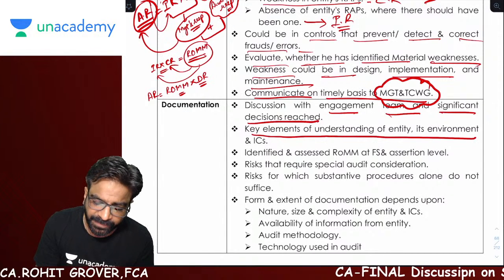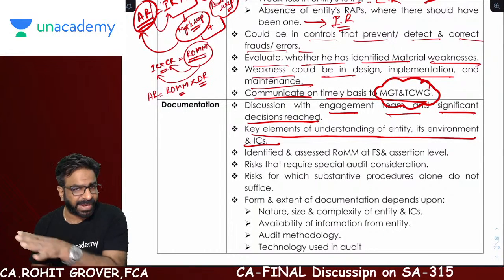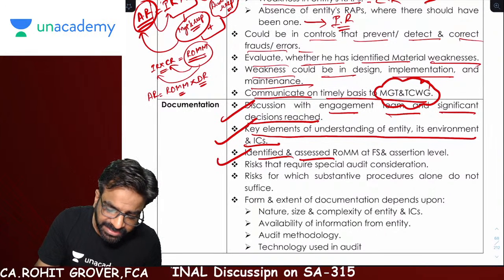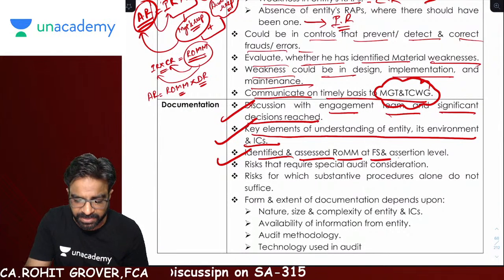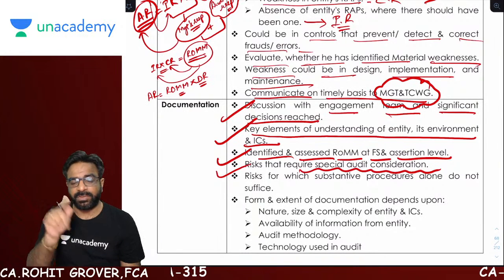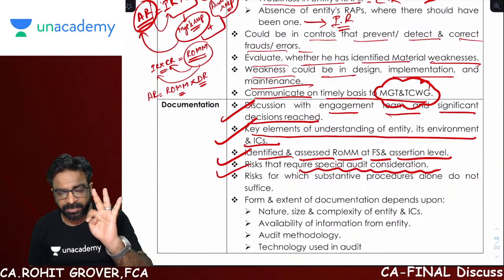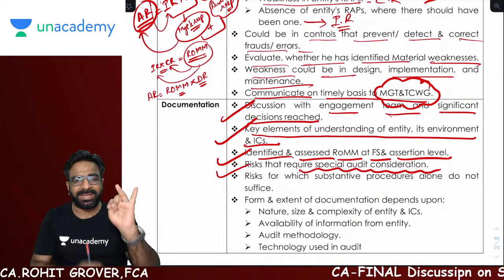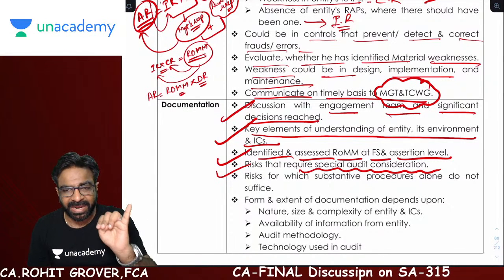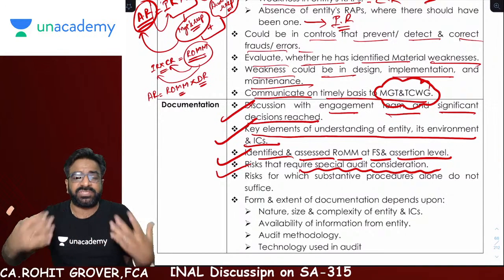Key elements of understanding of the entity and its environment and internal controls. What are the factors which helped you in understanding the entity, environment and its internal control? That also you have to document. You have to document the identified and assessed risks of material misstatement in the financial statements as well as at the assertion level. Risks that require special audit consideration, that also you have to document. So what are the four things we have learned so far? You have to document the communication with your engagement team and the decisions reached. You have to document the key elements which help you in understanding the entity, environment and its controls. You have to document each identified and assessed risk of material misstatement. You have to document those risks also which need the special attention of an auditor.